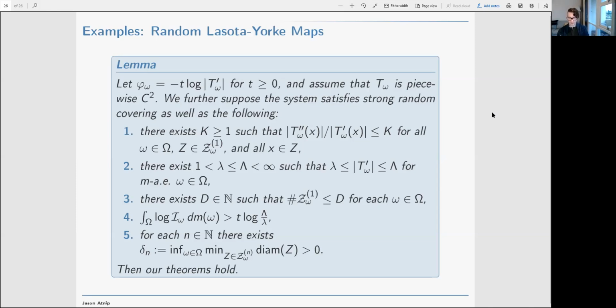And lastly, we want some control over the minimum size of the diameters for our partitions at the nth level. And if we have all of these things, then all of our theorems hold. Here we have all of these additional assumptions because we wanted to give some sort of guide on what you need to check for a very general class of maps. But if we have more specific examples like we did before, or even just random beta transformations, most of these are already satisfied and we don't really need to assume too much more.